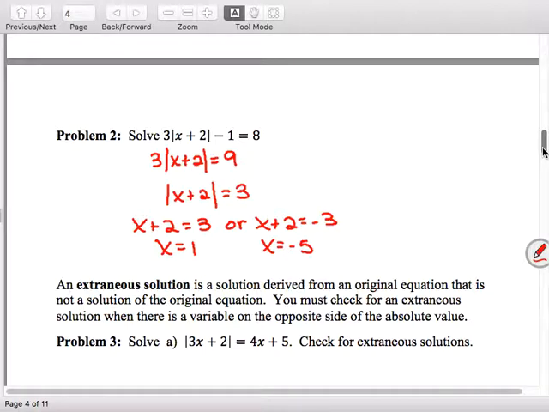That checks. What if I put -5 in? -5 plus 2 is -3. Absolute value of -3 is +3. 3 times 3 is 9, minus 1 is 8.